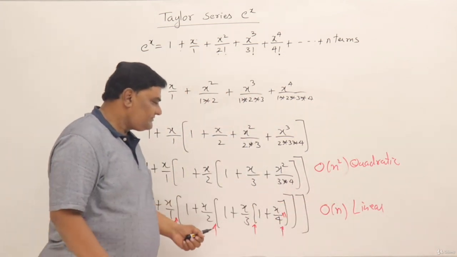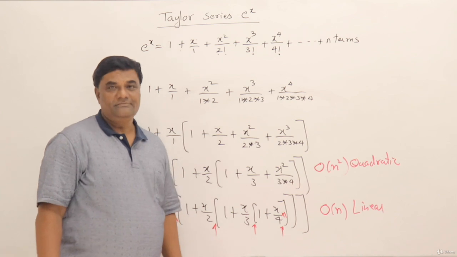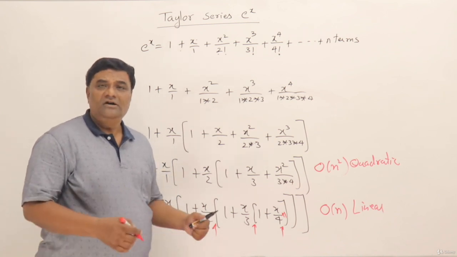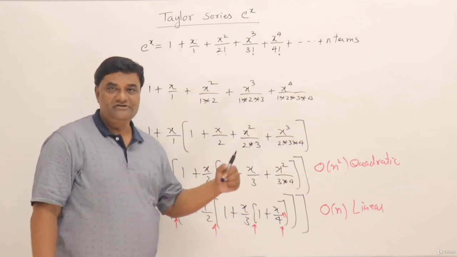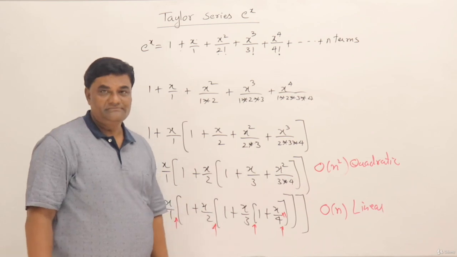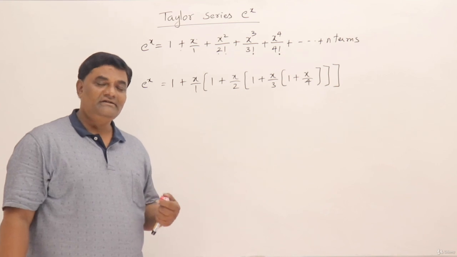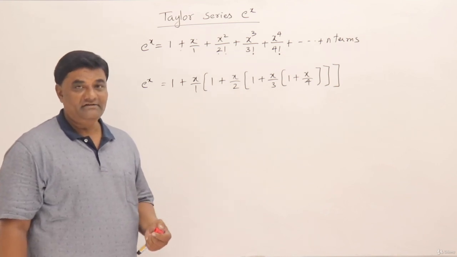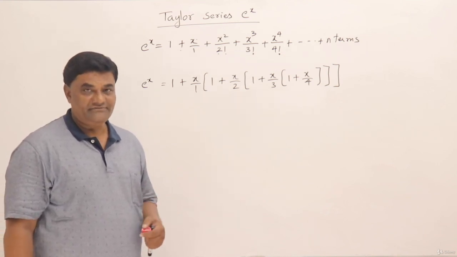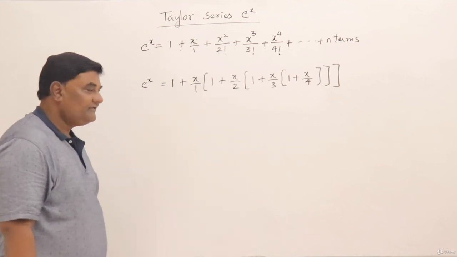So one observation is by taking commons, we can reduce the number of multiplications. Now, how to write a recursive function for this approach? Let us write a recursive function for this. Let us observe this form of Taylor series and see how we can devise a recursive function for this one. So, first let us observe.